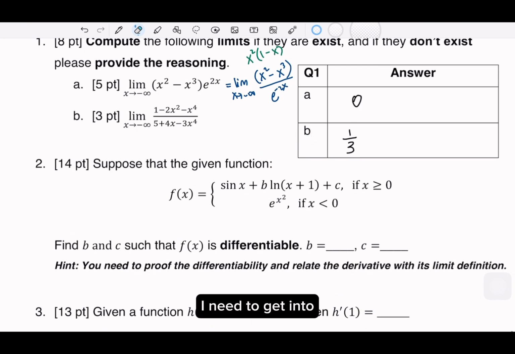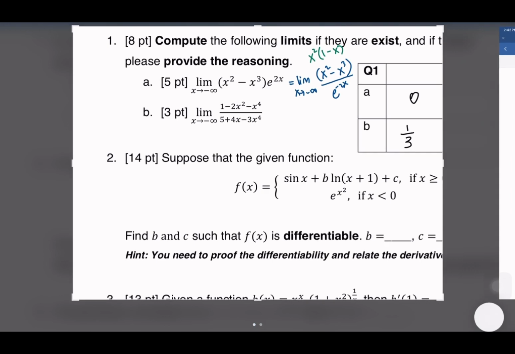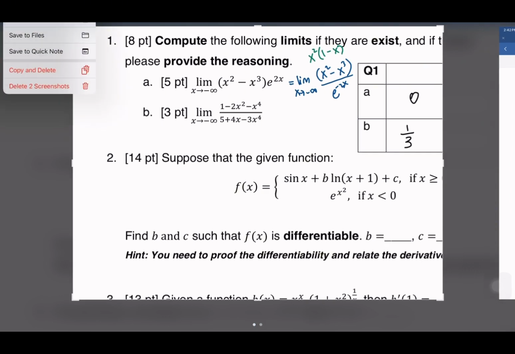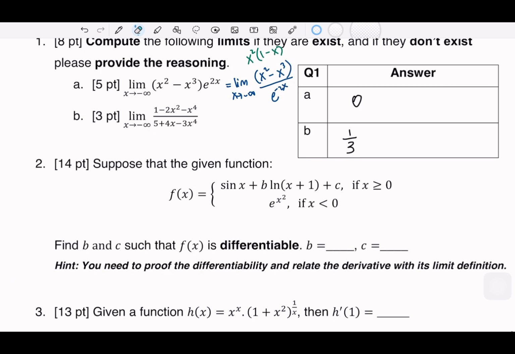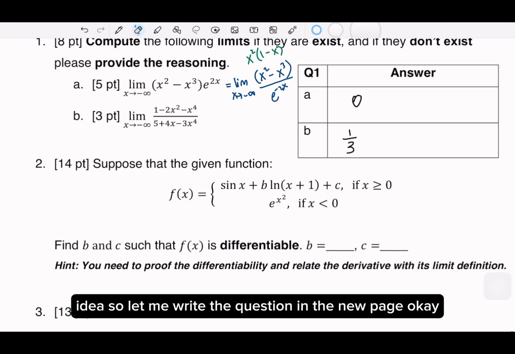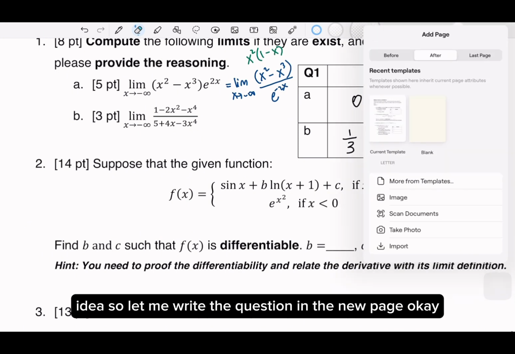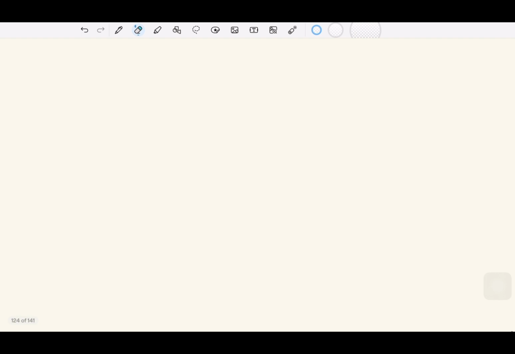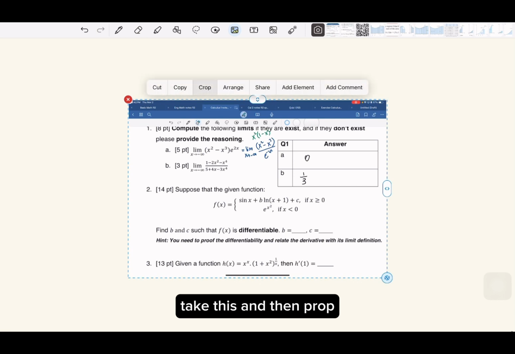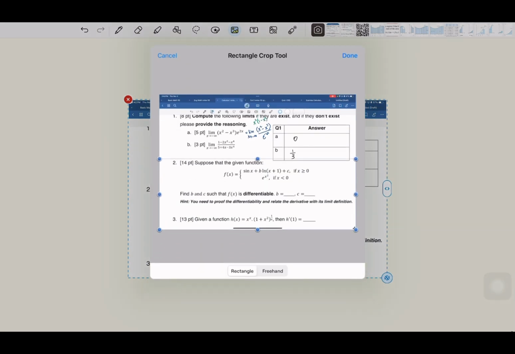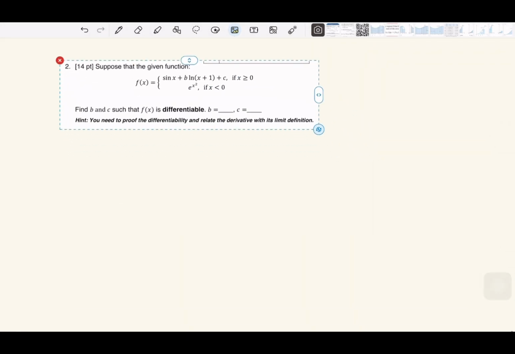Anyone find what is b and what is c? Idea. Okay. So let me write the question in the new page. Okay, so let me write here. And then let me take this, and then crop.